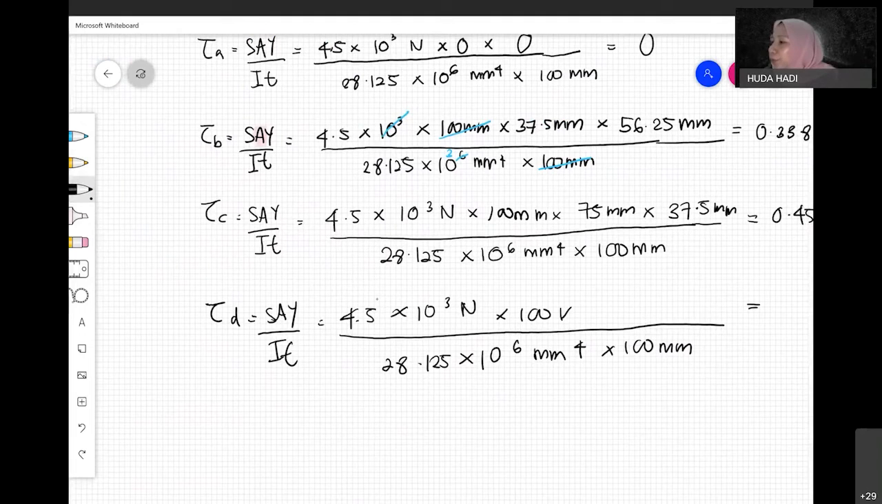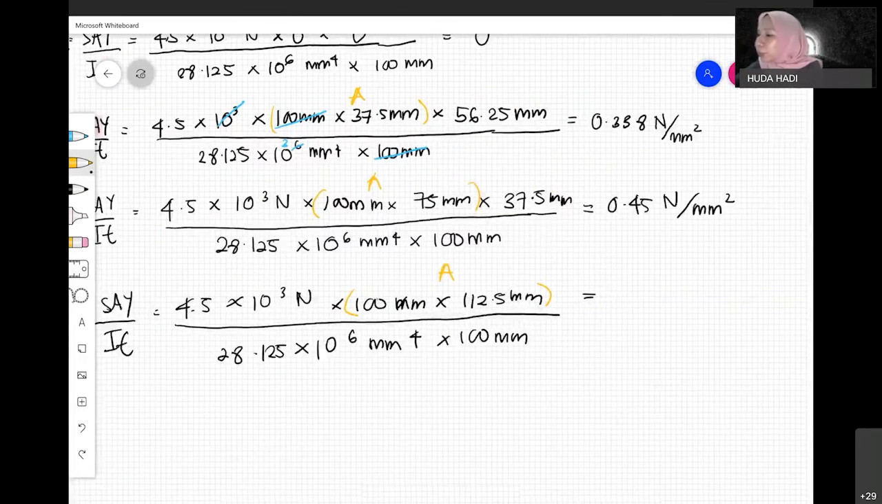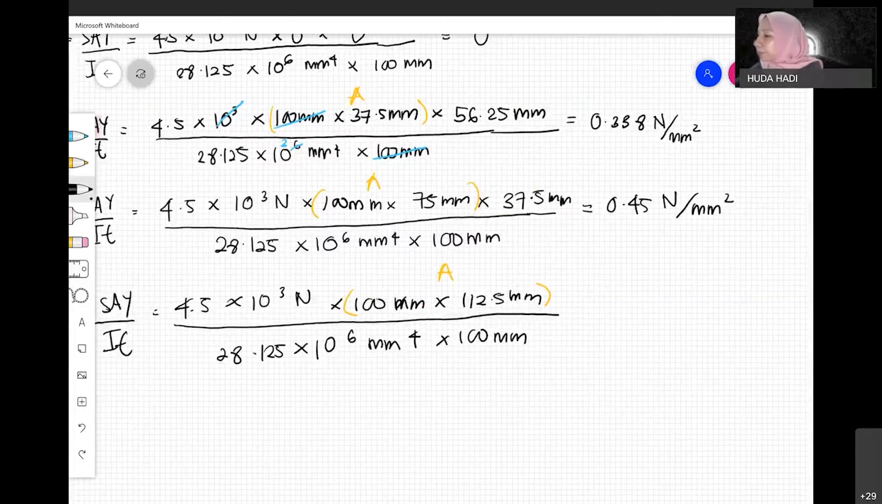Okay, thank you. Okay, maybe I should write like this. Ini area. Semua ni area, kena hati-hati. Kira area. And then we need the value of Y.